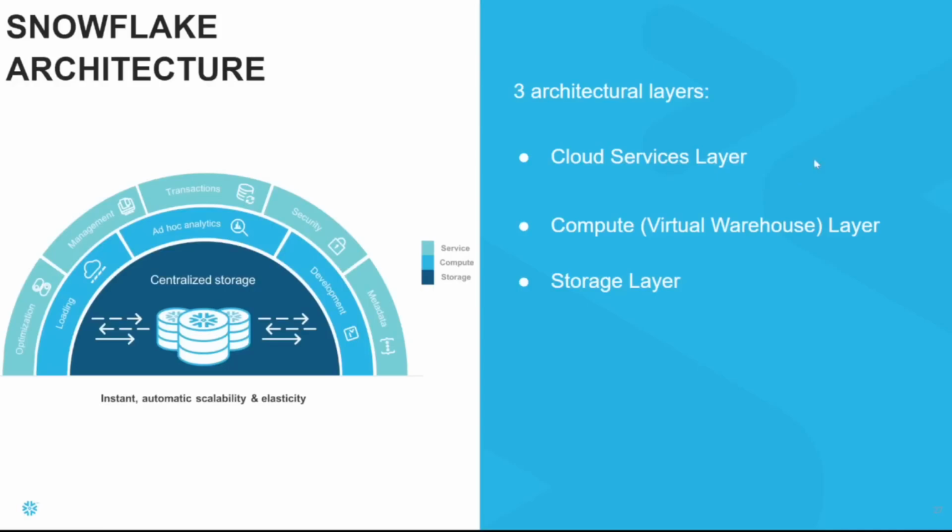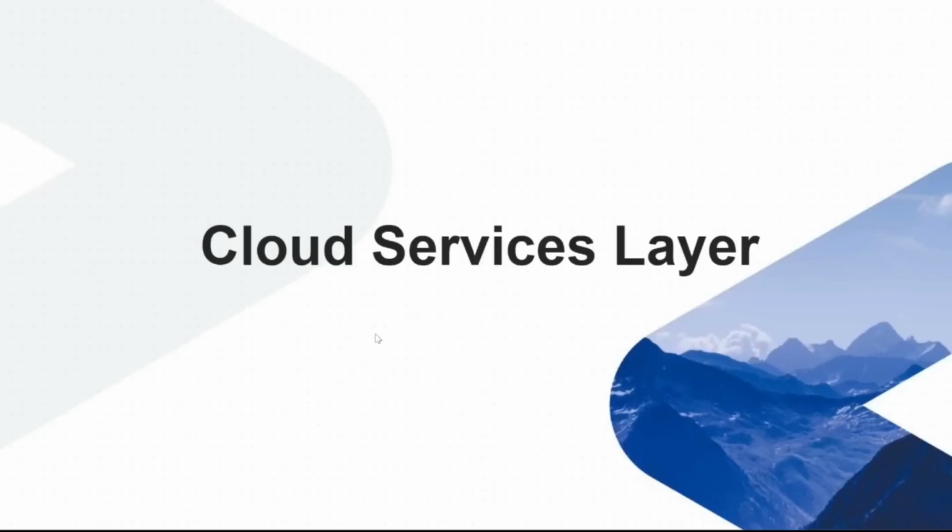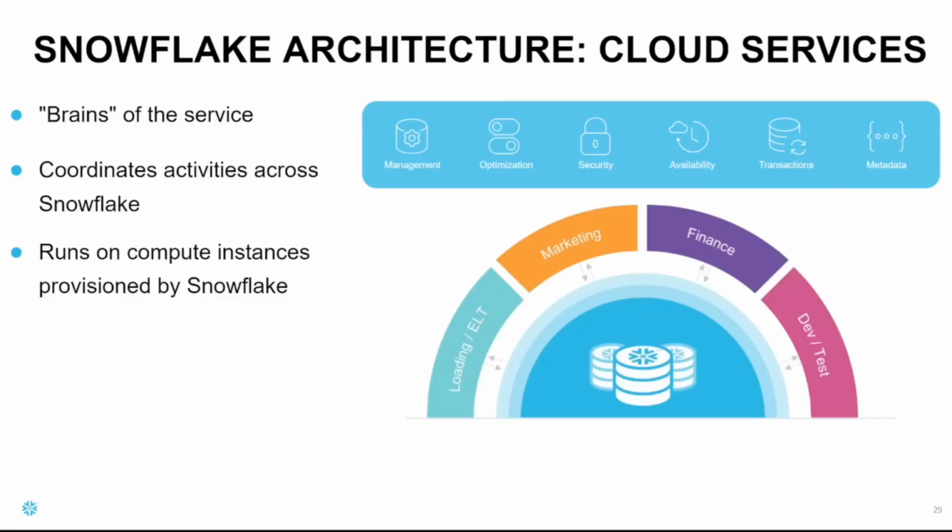Now let's see the different layers we currently have in Snowflake. Currently we have three layers. The first is the cloud service layer. The second is the compute, which is also called the virtual warehouse layer, and the third is the storage layer where the data is going to get stored. Now let's see each of the layers one by one. First is the cloud service layer.